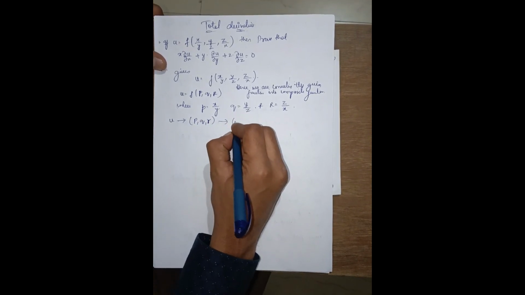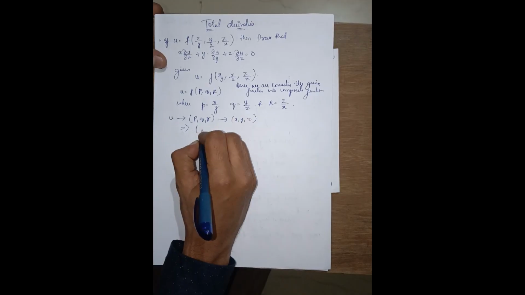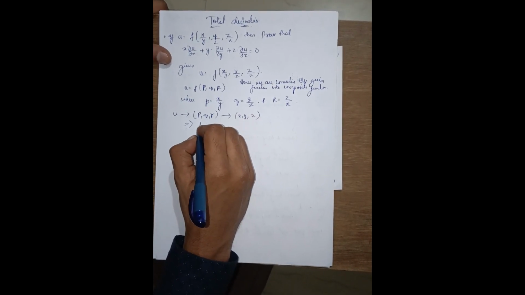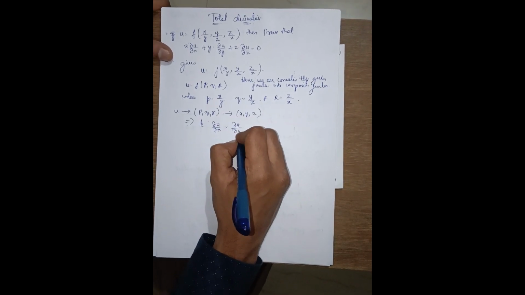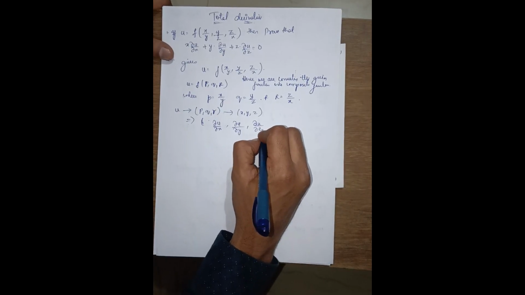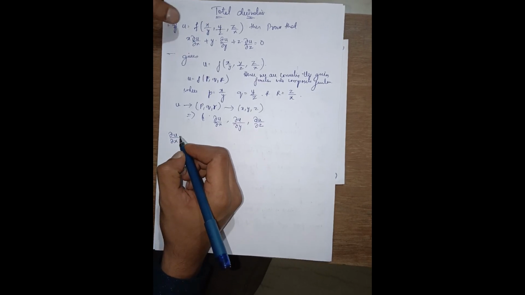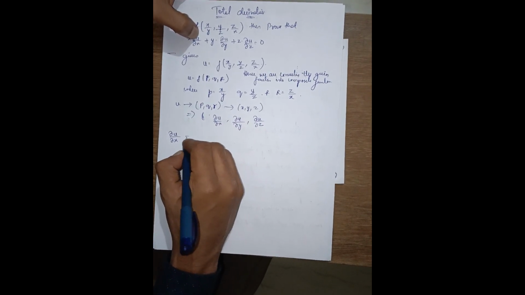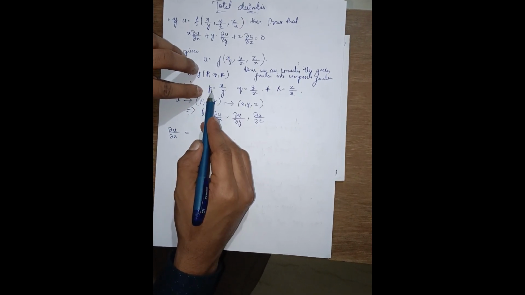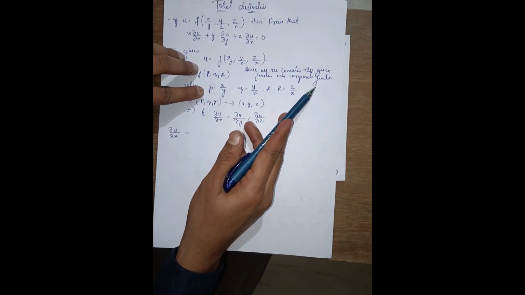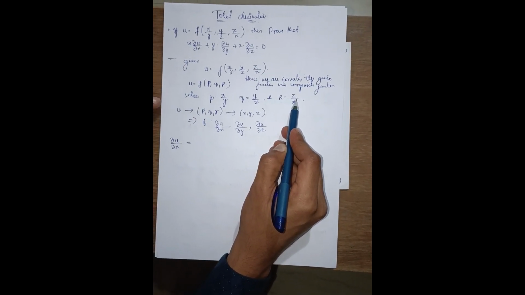Which implies we need dou u by dou x, dou u by dou y, dou u by dou z. Now we should differentiate, first dou u by dou x. As we have rewritten the function into a composite function, p is x by y, q is y by z, r is z by x.